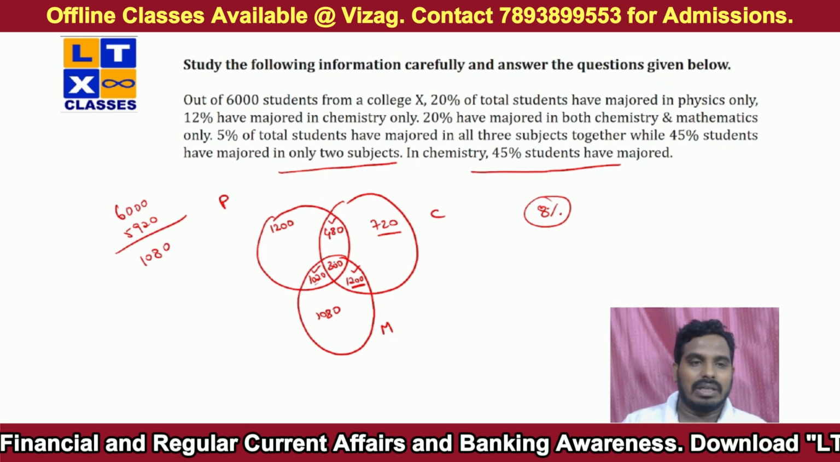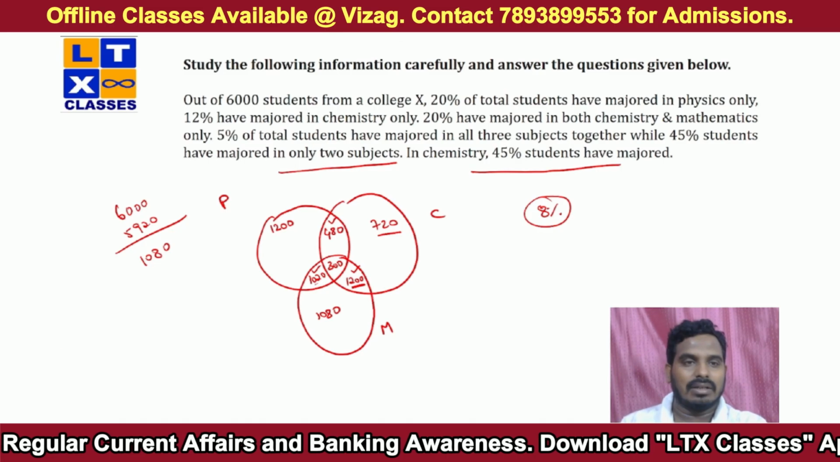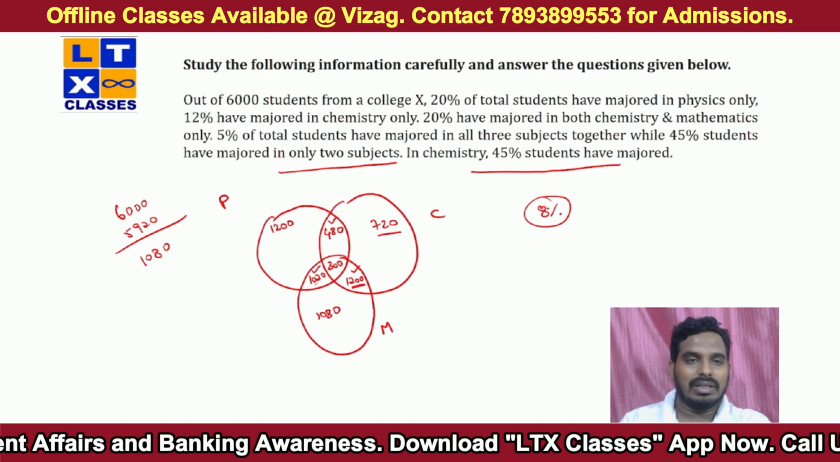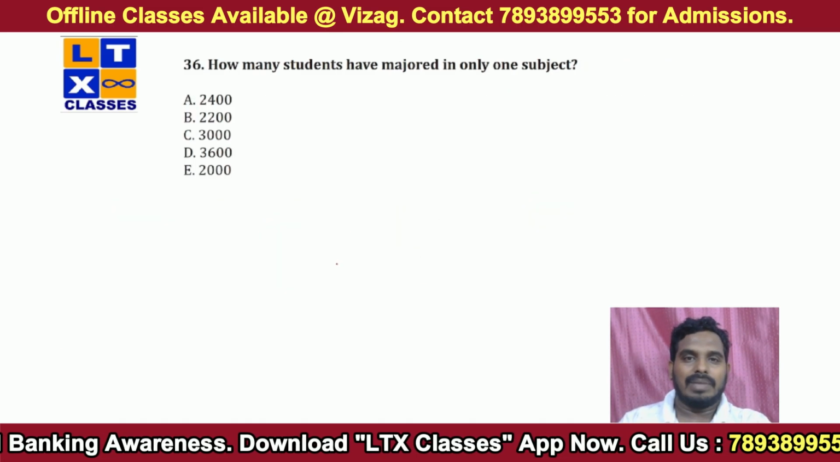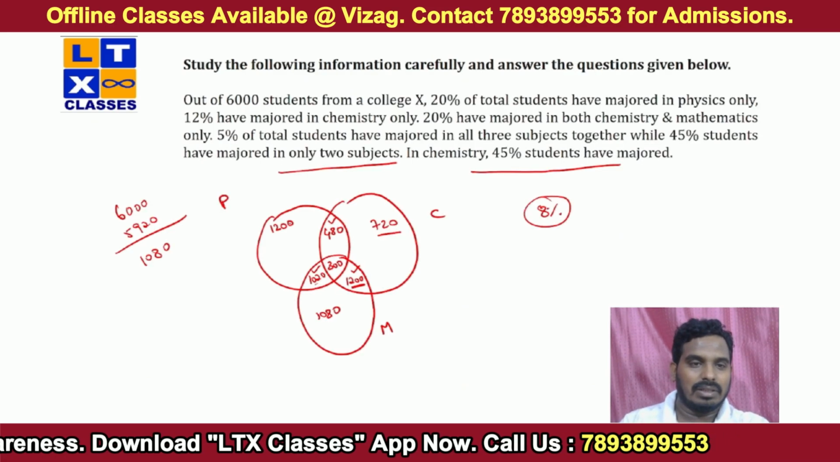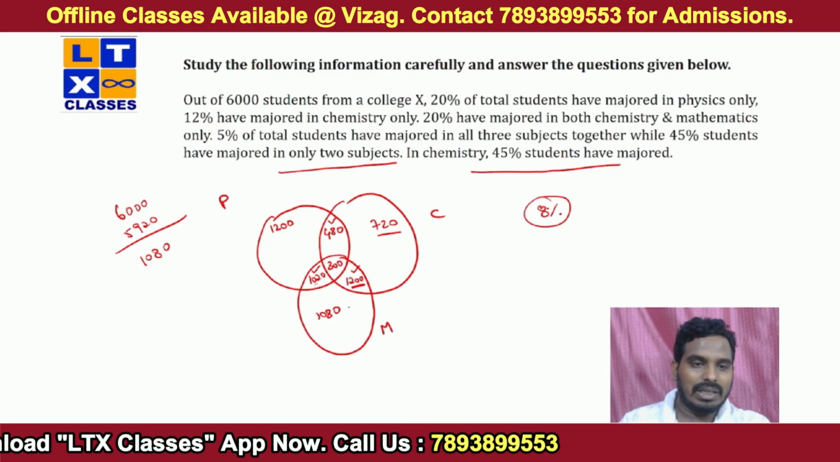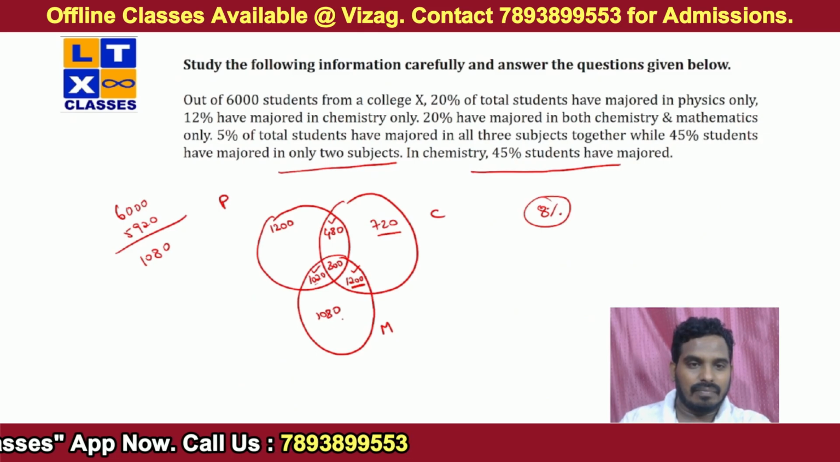Now I have all the data that is required to answer my questions, right? Now let us quickly answer the questions. How many students have majored in only one subject? This is 720 plus 1080.